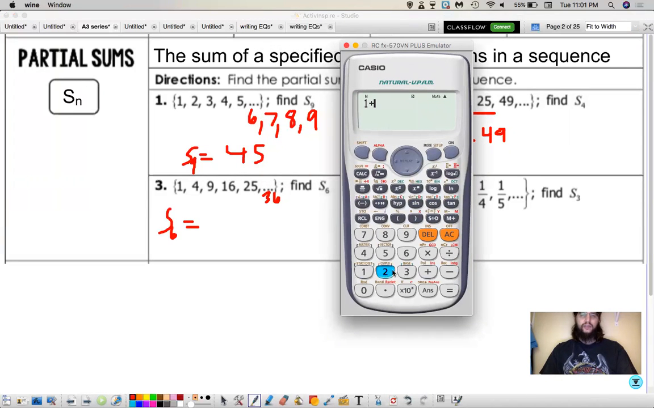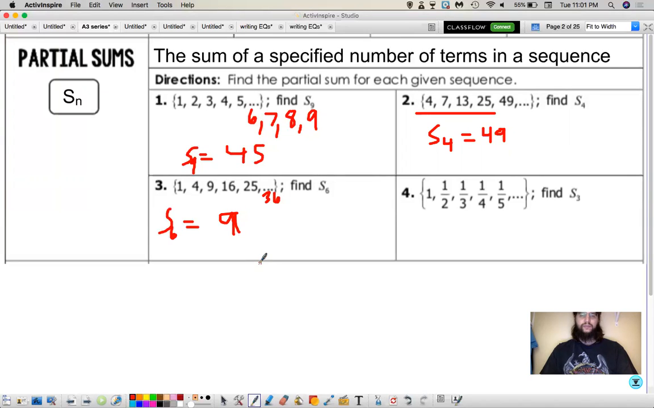1 squared is 1, plus 2 squared, which is not 2, it's 4, plus 9 plus 16 plus 25 plus 36 gives us 91.